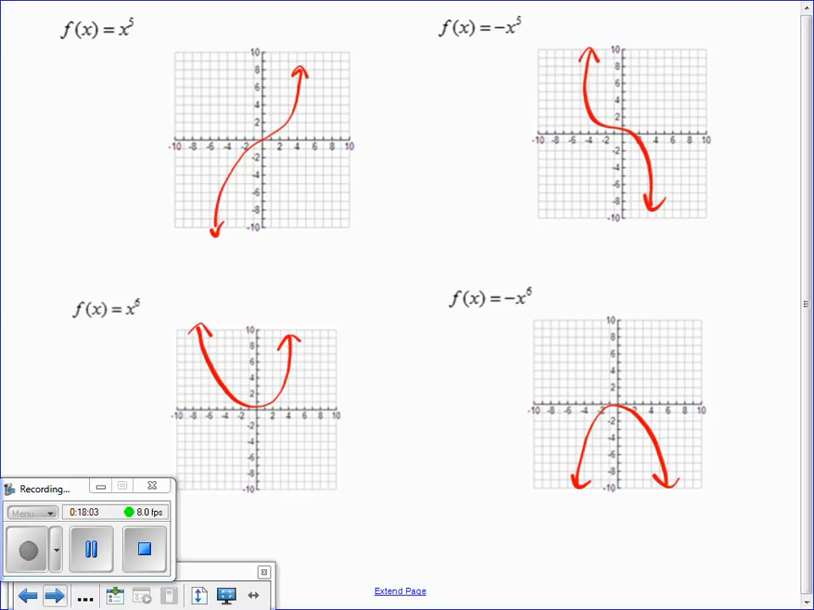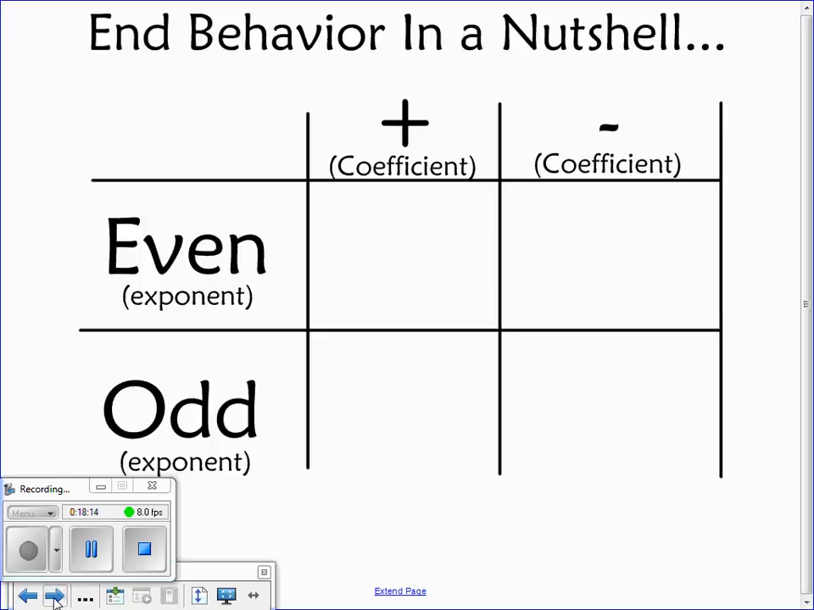All right. What about evens? What do they look like? Happy face, sad face. How'd you know if it was happy? It was positive. How'd you know if it was sad? It was negative. Good.